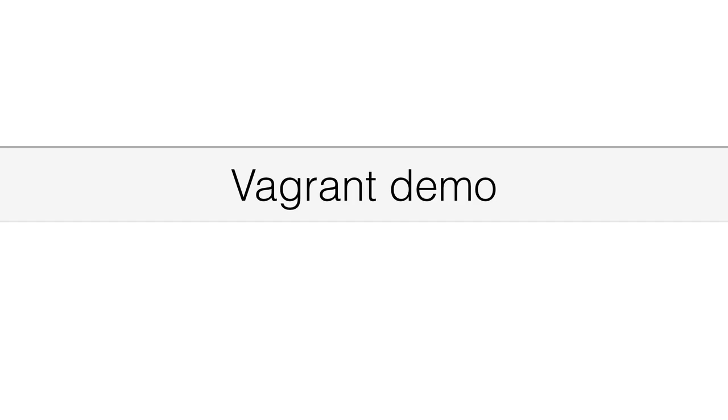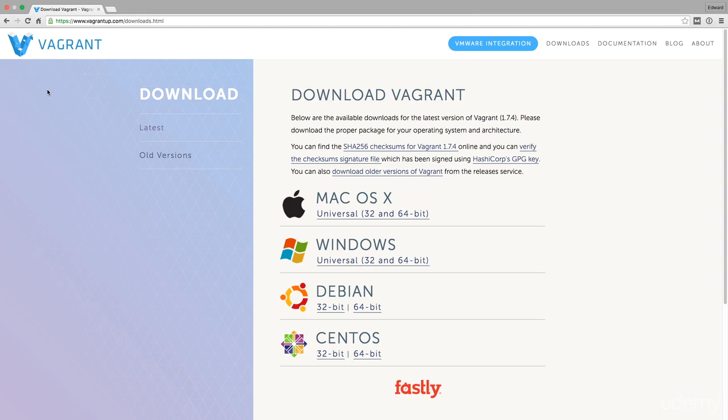In this demo, I'm going to show you how to use Vagrant. First, you need to go to the website vagrantup.com and go to Downloads. Here you can download the Vagrant version for Mac OS X, for Windows, or for Linux.